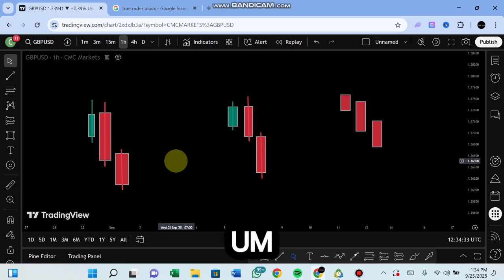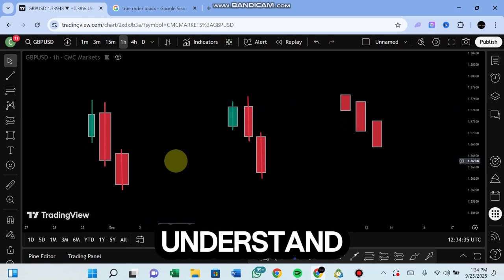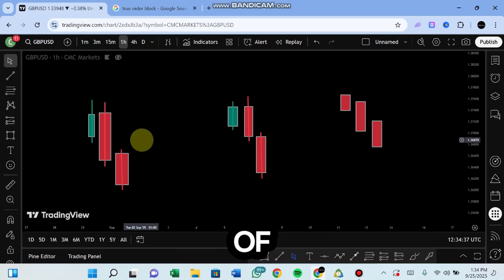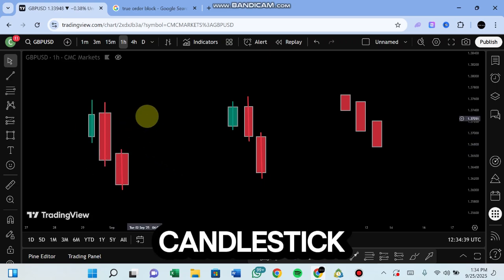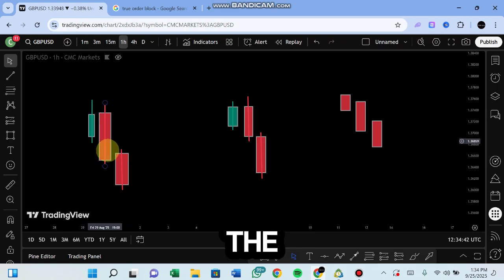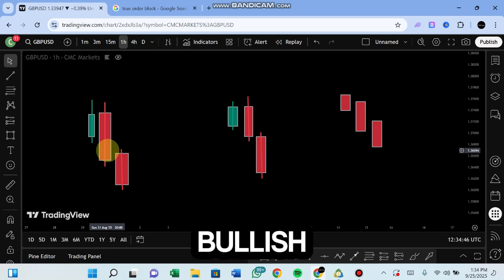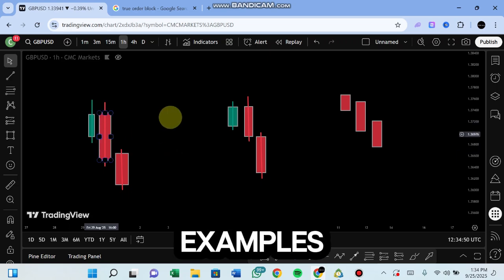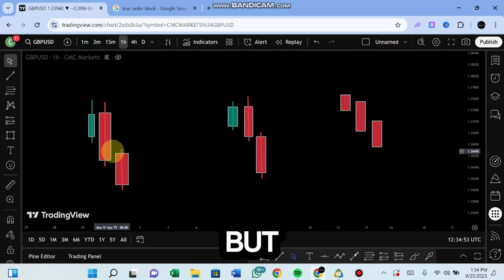So the basic understanding I have is that an order block consists of three candlesticks. We have a bullish order block and a bearish order block. These examples are for a bearish order block, but they are exactly the same for a bullish order block.